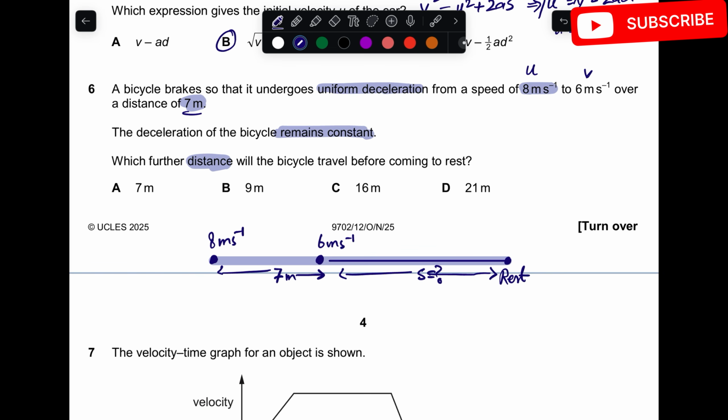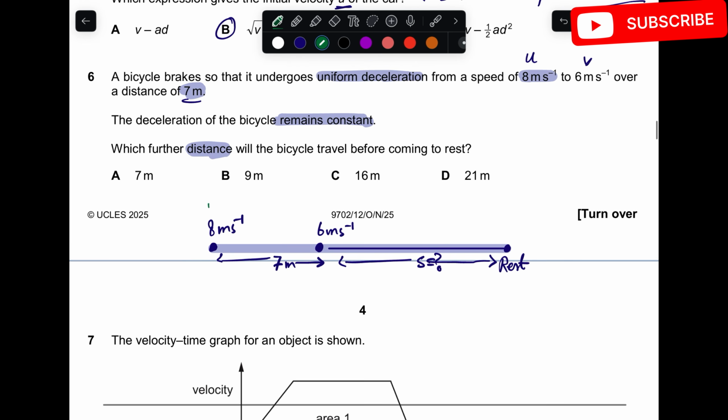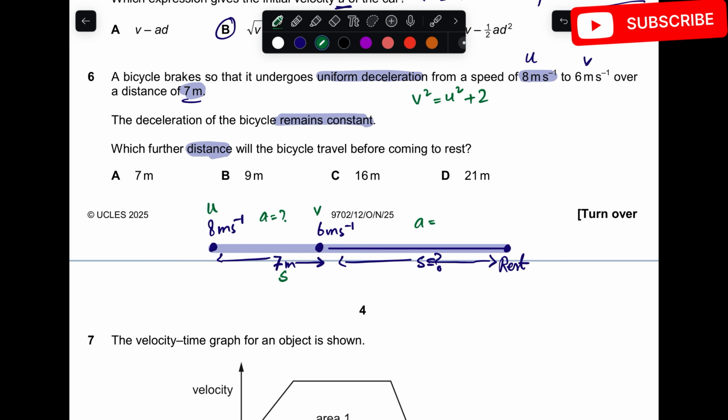So first, this is all that we have. So first we can do, this is u, there is v, there is s. I can find a from this data. So a can be, because the same a will be here after 6 meters per second speed. So to find a, I can use the equation v square equals u square plus 2as. I'm solving for this journey.